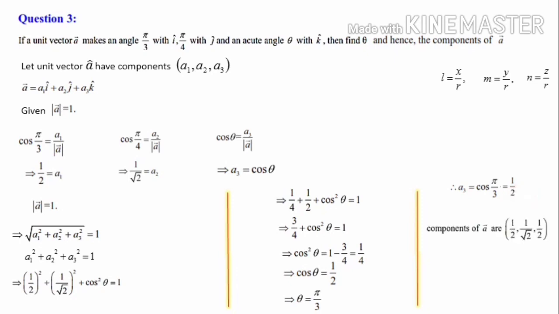Then we have to go for writing the components of A. The components of A are a1, a2, a3. a1 we have already calculated, that is 1 by 2. a2 we have calculated as 1 by root 2, and a3 is cos theta. Cos theta we have already calculated, that is cos pi by 3, which is 1 by 2. So 1 by 2, 1 by root 2 and 1 by 2 are the components.